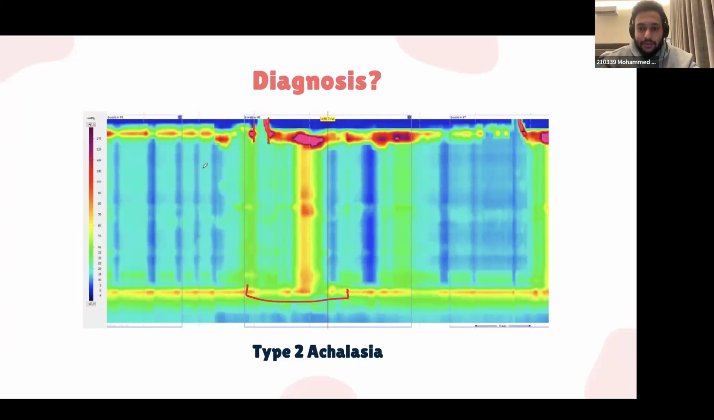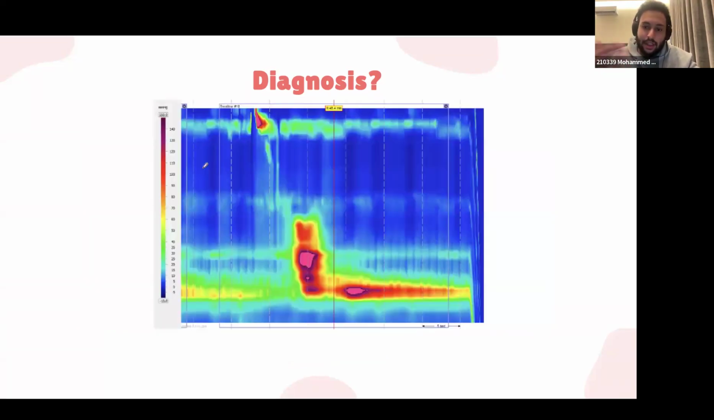Yes or no? Okay. Last one is this one. What type is this? Type 1, type 2, or type 3? Type 3, good.